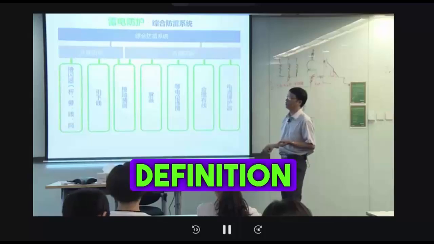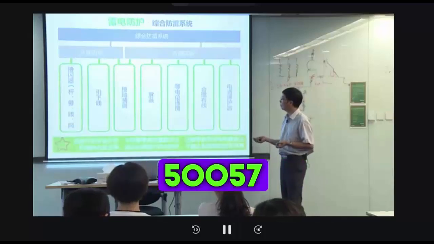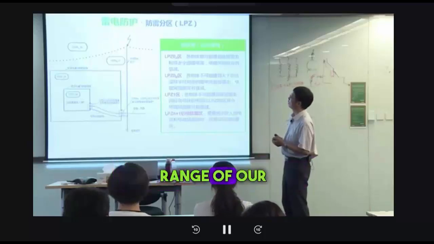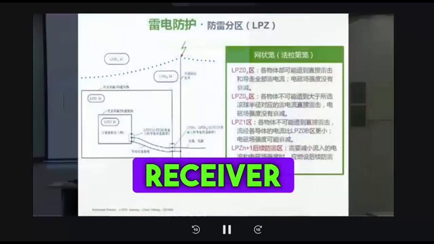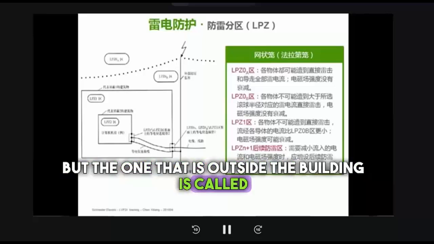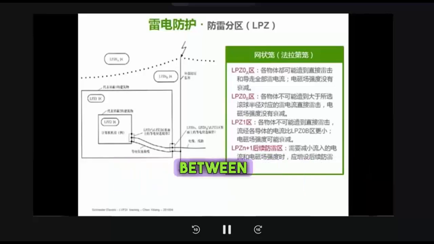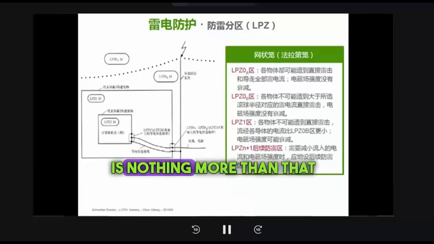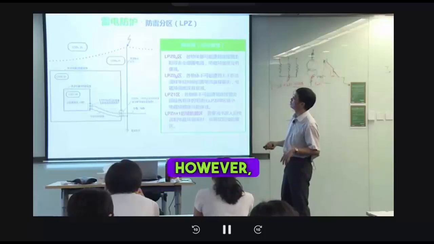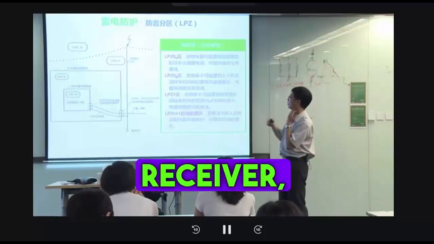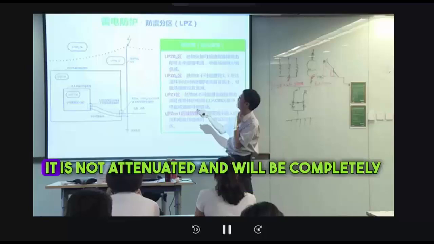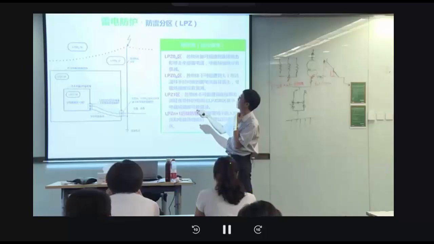This is also the definition of lightning protection zoning in our 50057. The area outside the protection range of our lightning protection, such as the lightning receiver, we call LPZ0A. The area outside the building but protected is called LPZ0B. The difference between 0A and 0B is that 0A is susceptible to direct lightning strikes. However, since area 0B has a lightning receiver, it will not be directly struck. But the lightning electromagnetic pulse is not attenuated and will be completely felt.